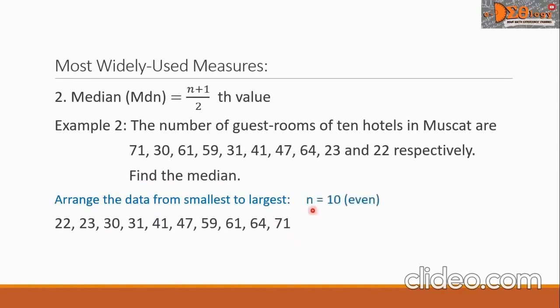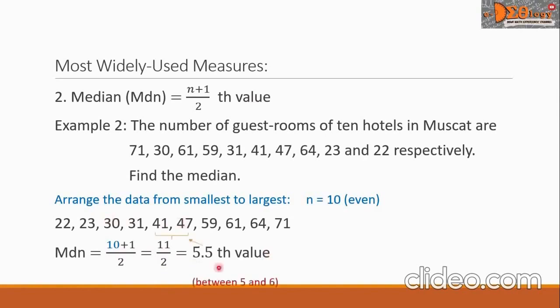Take note that our n equals 10, and this is an even number. Using our formula now, we will write median equals (10 plus 1) over 2. And 10 plus 1 is 11 divided by 2, and this is equal to 5.5. And this is the 5.5th value of the ordered data.